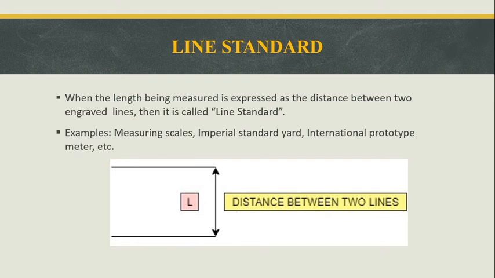What is meant by engraved? An engraved line may be made with the help of a scriber or a pencil on a surface, or any pointed tool marking a line on the surface. These are called engraved lines.